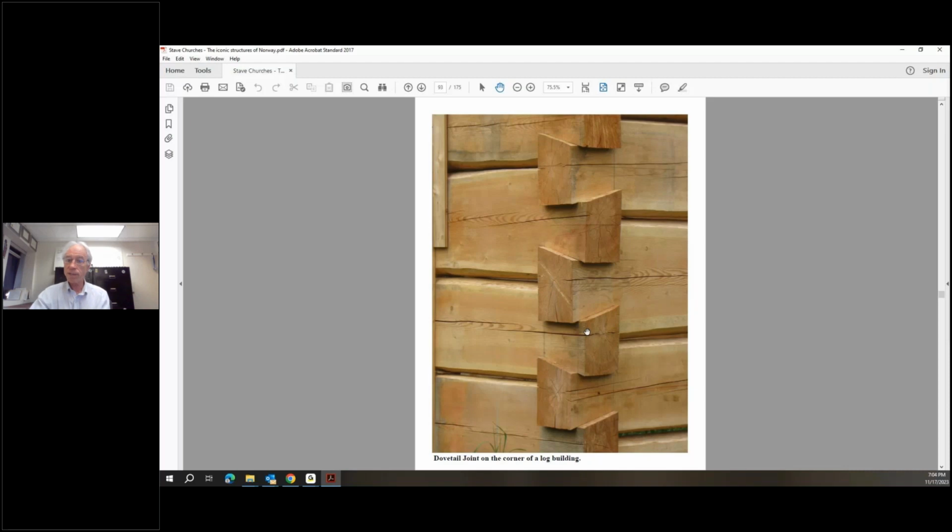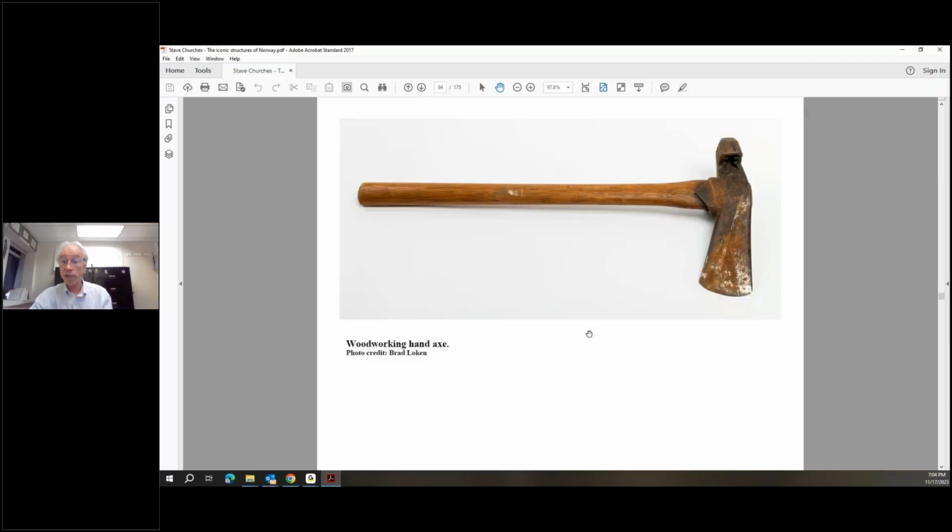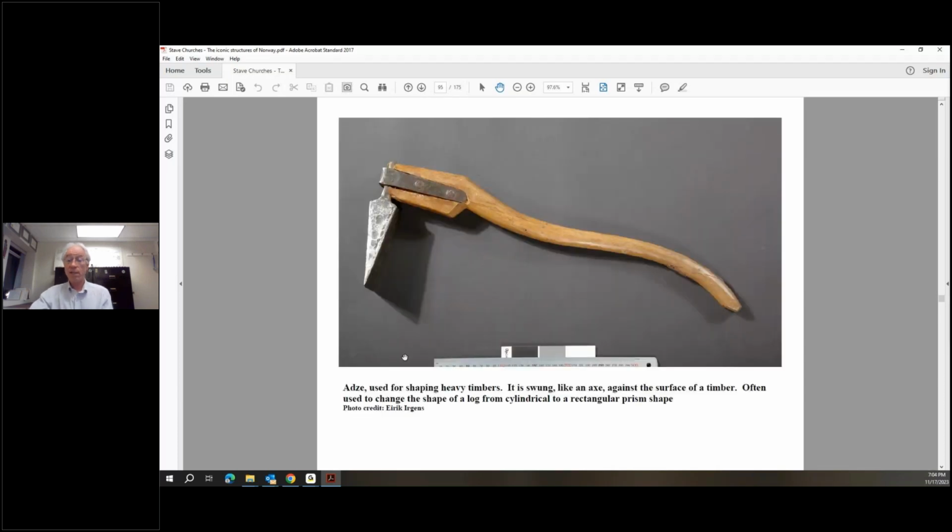So we can't talk about these joining techniques without talking about the tools that they used. So there were no power saws. Everything was done with hand axes, adzes. This is an adze. It's used kind of like an axe, but the blade is turned. So you would hit it and carve lengthwise across a timber.